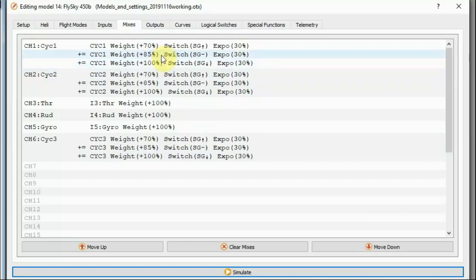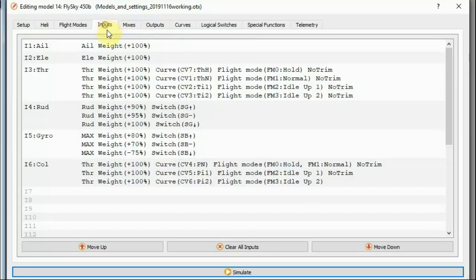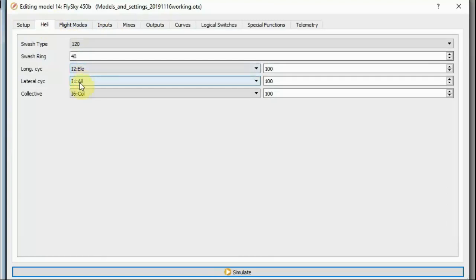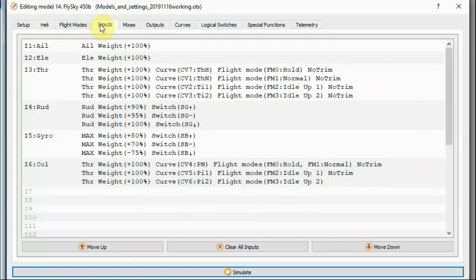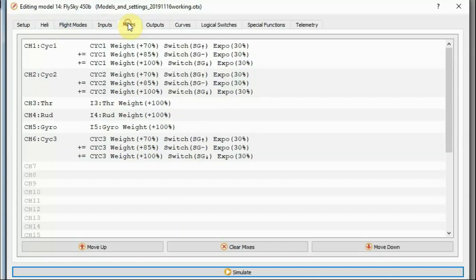I don't want to vary the pitch based on a rate switch, but I don't see a way to do it in OpenTX, because if I put it on the inputs, the rate on the inputs, so it goes into the lateral cyclic but doesn't affect the collective, then unfortunately it seems like OpenTX just ignores it. So your choice, you can do it one way or the other. If you want rates that work for tilt, you're going to have to, I think, put them in here.